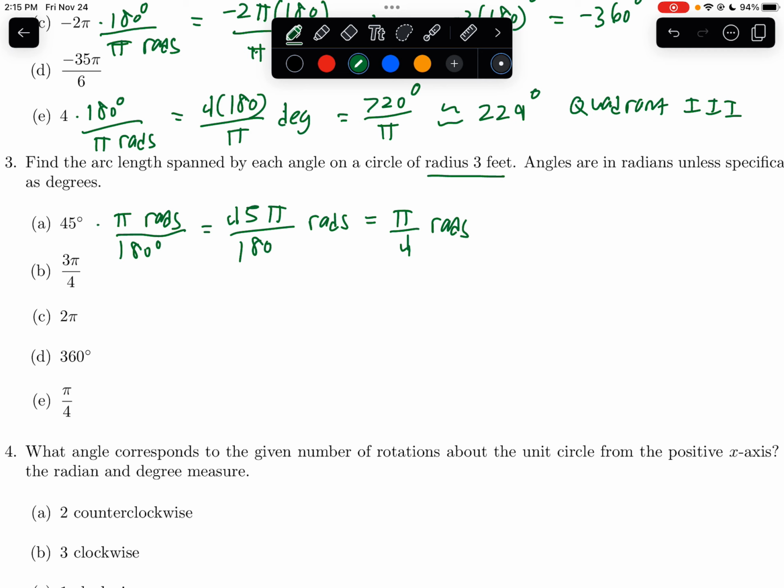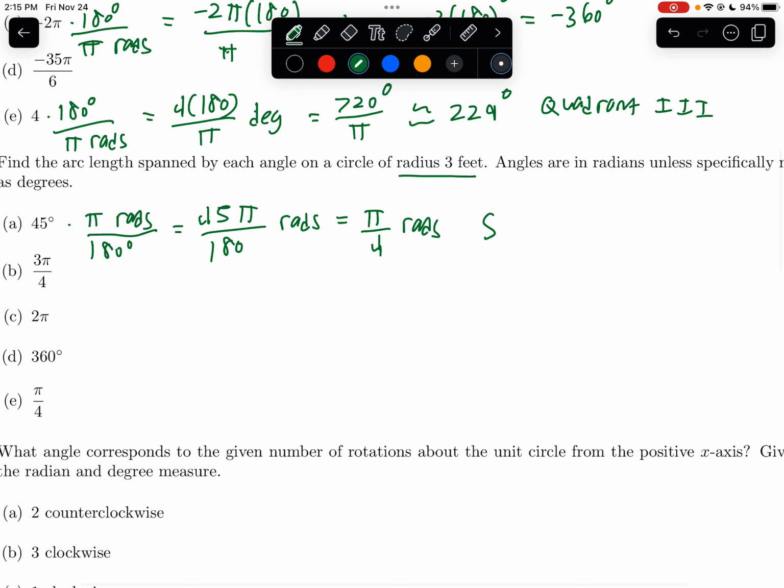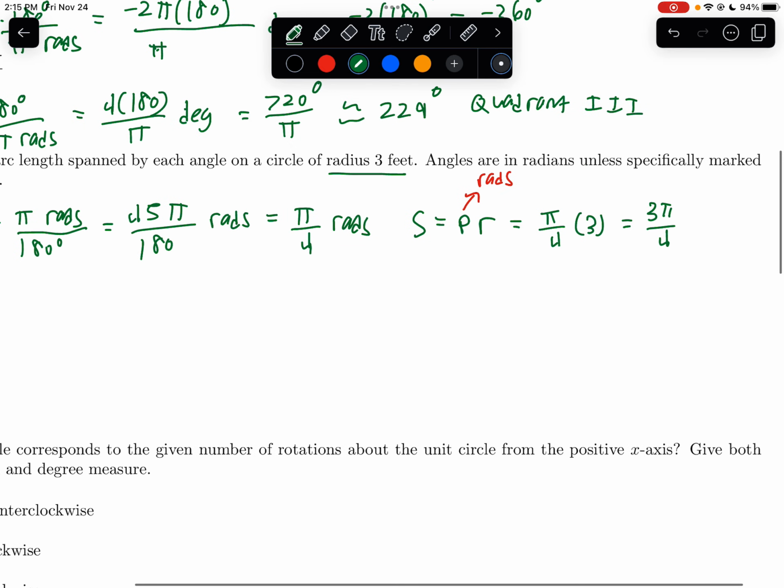And so now you can do the arc length. The arc length is the angle times the radius, theta times r. Theta is the angle and r is the radius, but this has to be in radians. It will not work in degrees. You have to convert it first. So now that it's converted to pi over 4, pi over 4 times 3. So this is just 3 pi over 4, and this has units of feet.